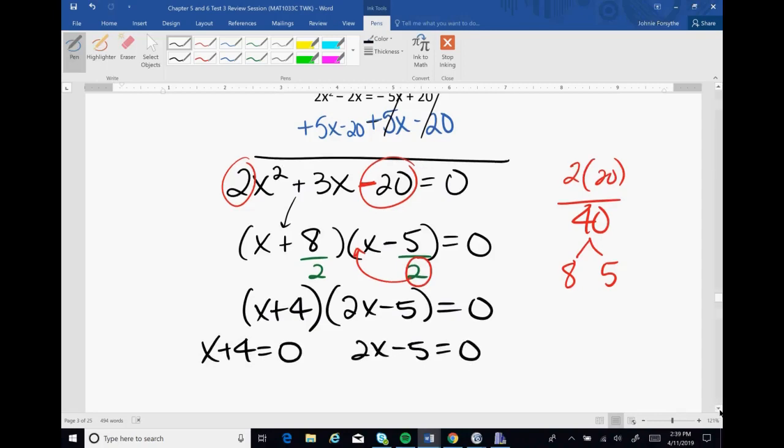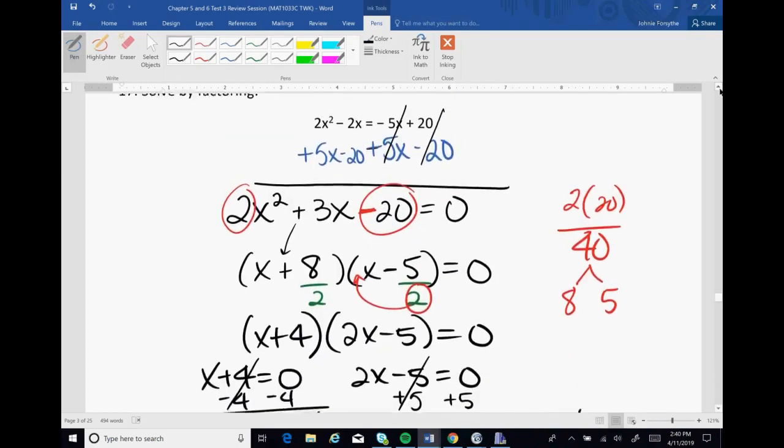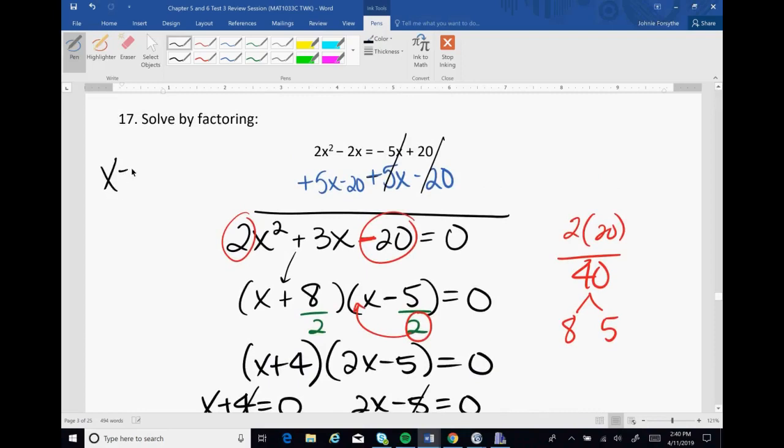And then solve. To solve the first one, we'll just subtract 4 from both sides. So x equals negative 4. On the next one, we're going to do a few more steps. We're going to start by adding 5 to both sides. So I have 2x equals 0 plus 5 is 5. And then to solve for x, I'm going to divide by 2 on both sides. So I have x equals 5 over 2. So my solutions are going to be x equals negative 4 and positive 5 over 2.